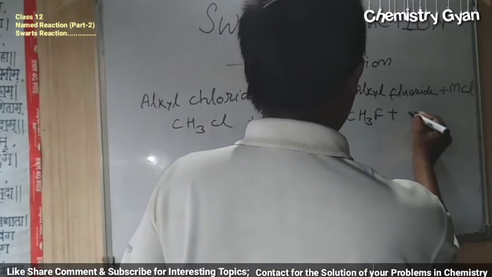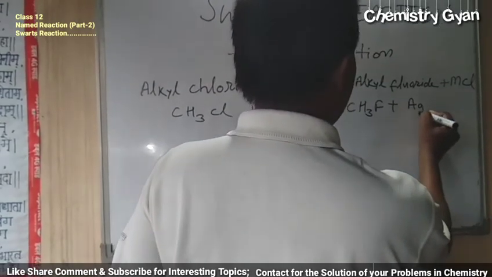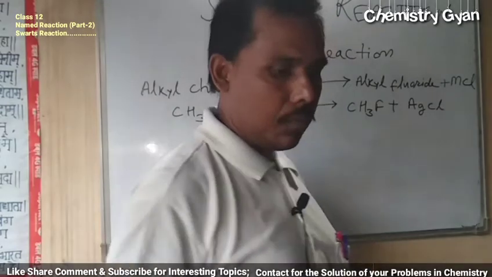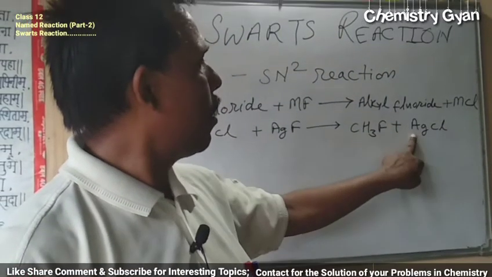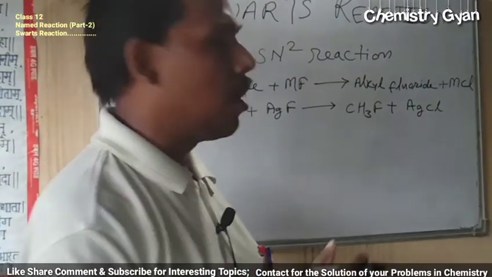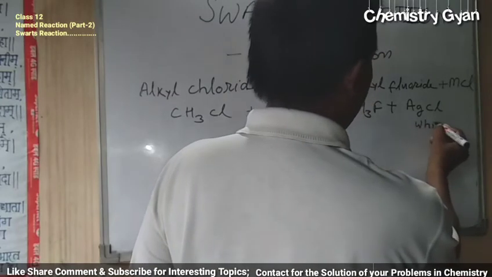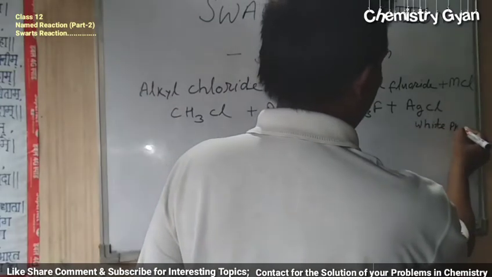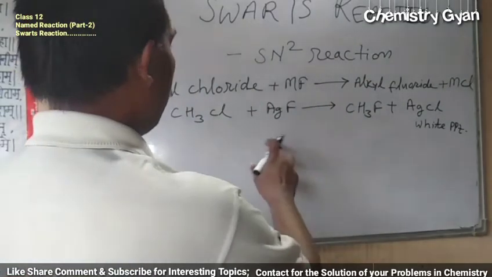Now here the byproduct is AgCl. AgCl comes out as a precipitate. Its color is a white precipitate. This is from silver fluoride.